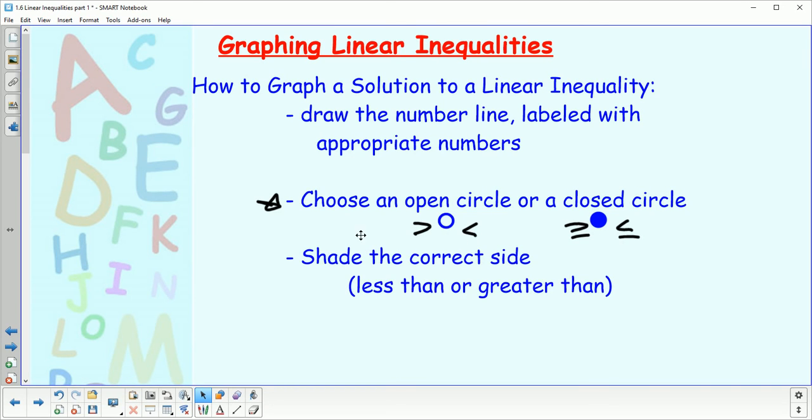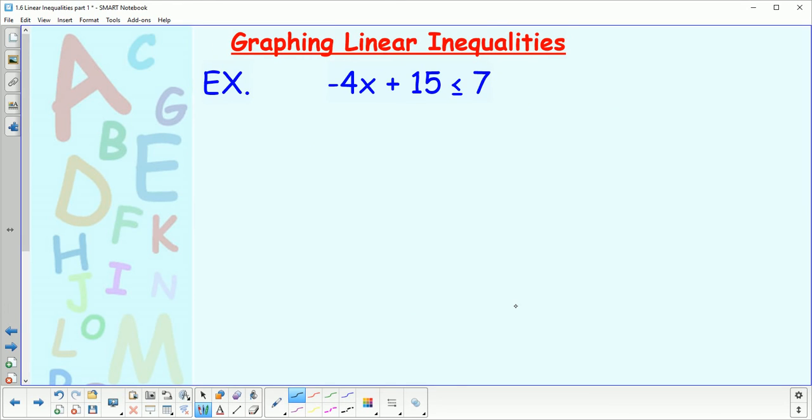Okay, and then you're going to shade the correct side, meaning if it's less than, you shade to the left, depending on where your x is. If it's greater than, we're going to shade to the right of our values. So we already solved this. We subtracted 15, then we divided by negative 4. That told us to switch our symbol, and so we got x is greater than or equal to 2.